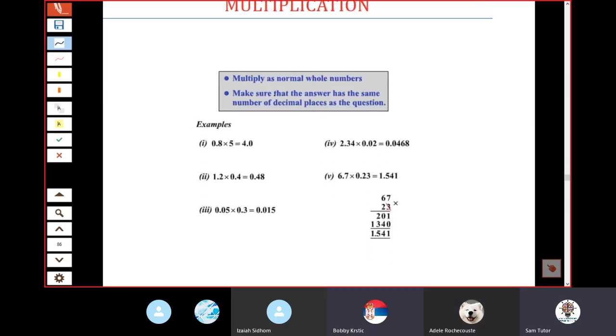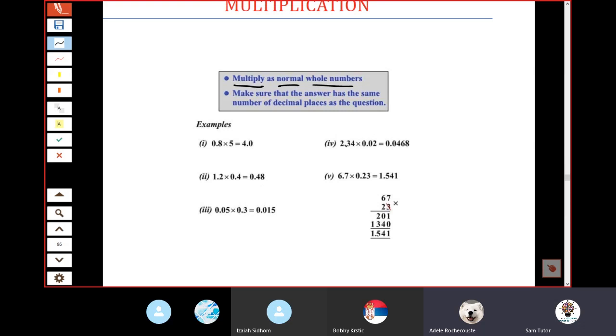With multiplication, you want to only multiply the normal whole numbers. Make sure that the answer has the same number of decimal places as the question. That means if there was 1 decimal place here, there has to be 1 decimal place here. Go back once. If there was 1 and 1 more, that becomes 2. You got to go back twice. So 2 decimal places.